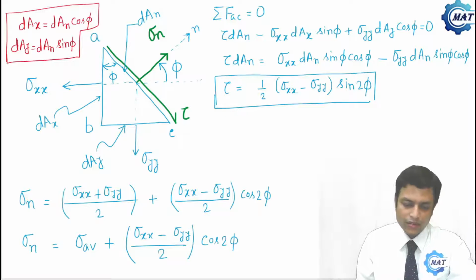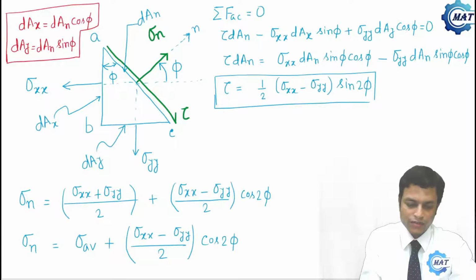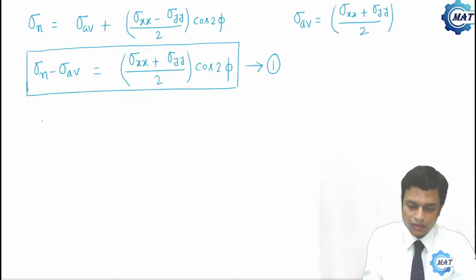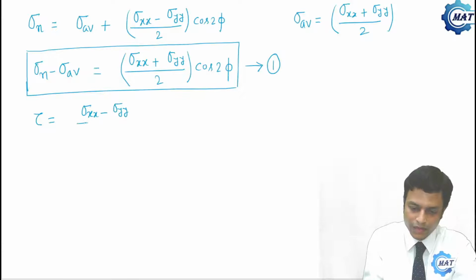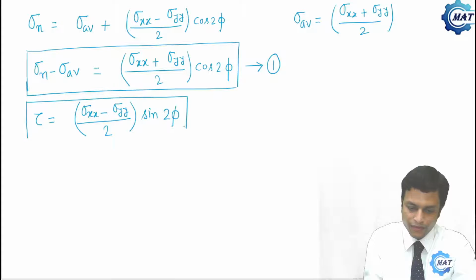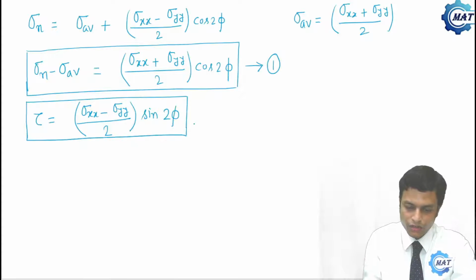And let me write it down on the other page where we have written the expression of sigma n. So we got, tau becomes sigma XX minus sigma YY by 2 sin 2 phi. And let me give an equation number to this equation, which is equation 2.